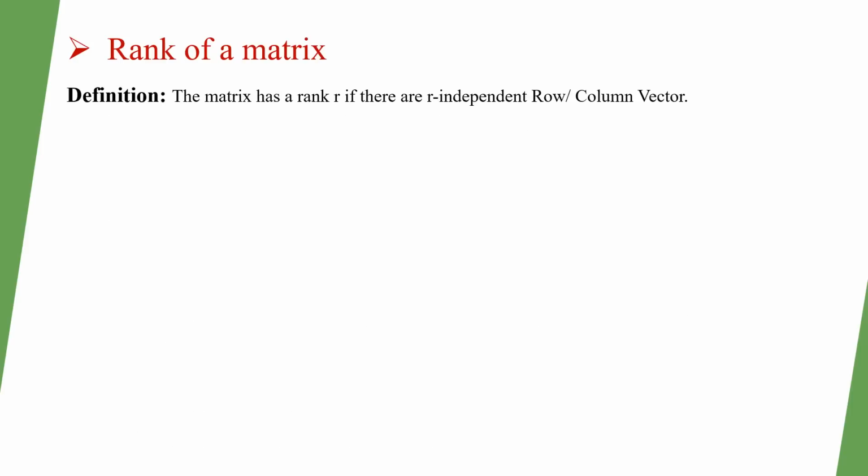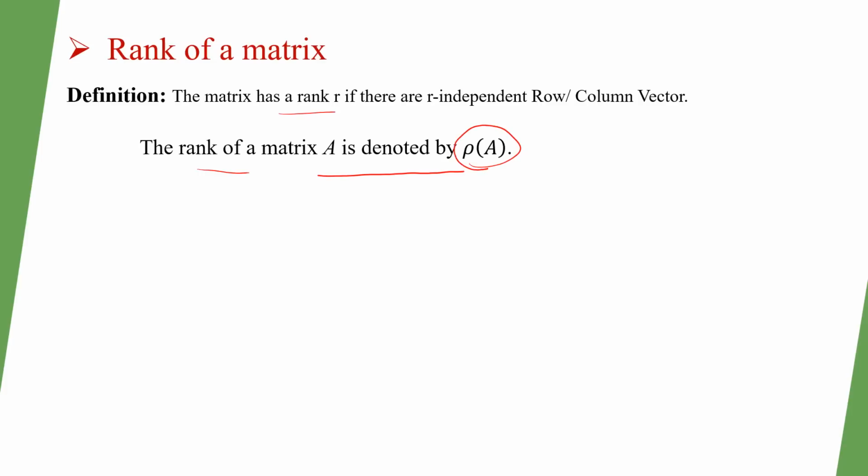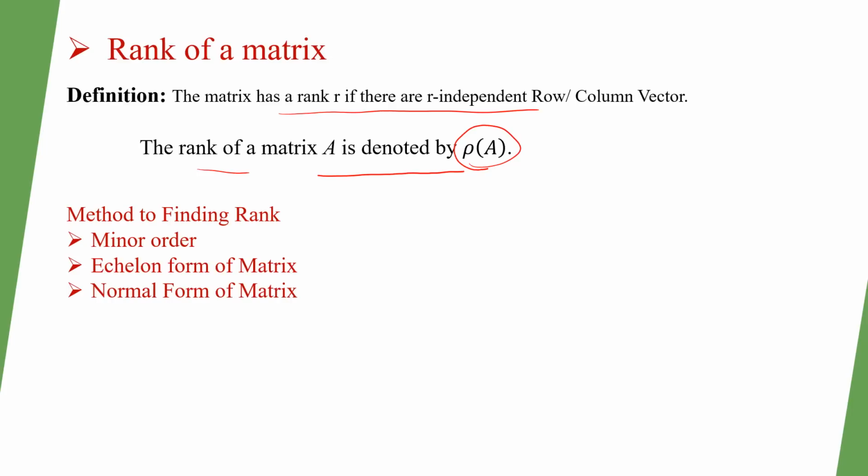So the matrix has a rank R if there are R independent rows or columns, and it is denoted by rho A. There are three methods to find the rank: by using the minor order, or by converting the matrix into Echelon form, or by converting the matrix into normal form. And what is the rank? Rank is just the independent row or column vectors in the matrix.